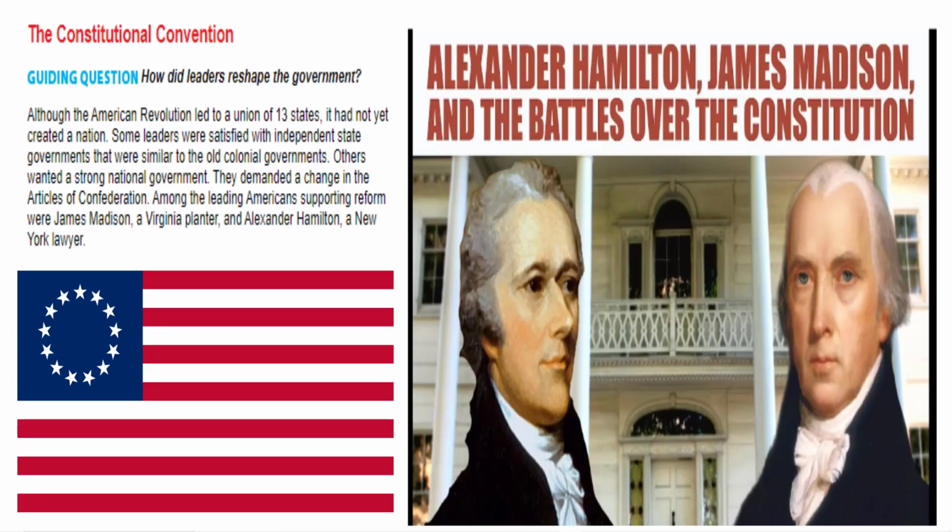The Constitutional Convention. Although the American Revolution led to a union of 13 states, it had not yet created a nation. Some leaders were satisfied with independent state governments that were similar to the old colonial governments. Others wanted a strong national government. They demanded a change in the Articles of Confederation. Among the leading Americans supporting reform were James Madison, a Virginia planter, pictured on the right, and Alexander Hamilton, a New York lawyer, pictured on the left.